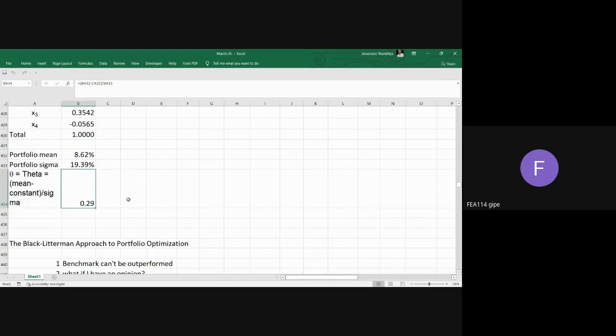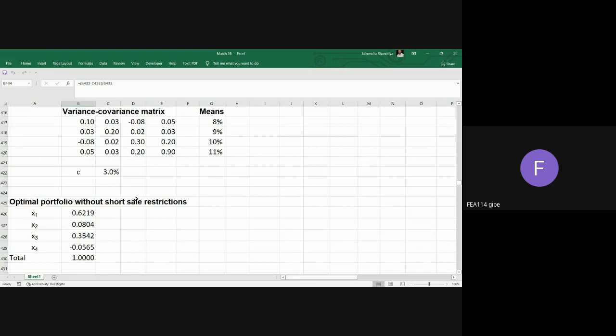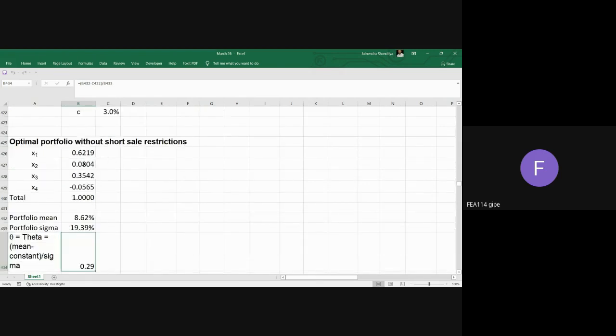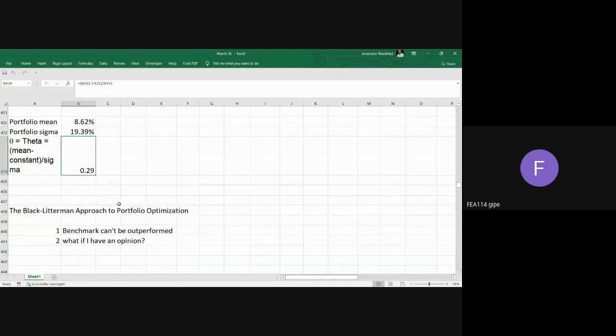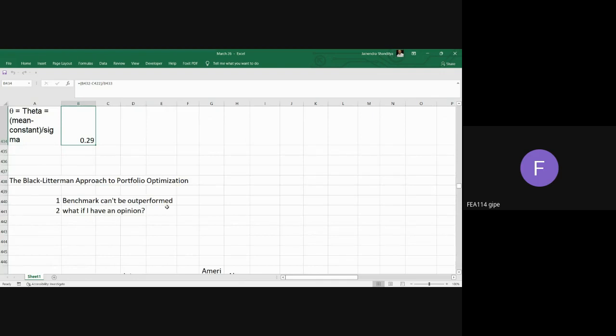This is the precursor to the Black-Litterman approach, which is what we are going to do, and which is one of the most important parts of portfolio management. If you have a very small portfolio like this, you can use solver and get the optimal combination, which will give you the highest Sharpe ratio. Now, coming back to the Black-Litterman approach to portfolio optimization.